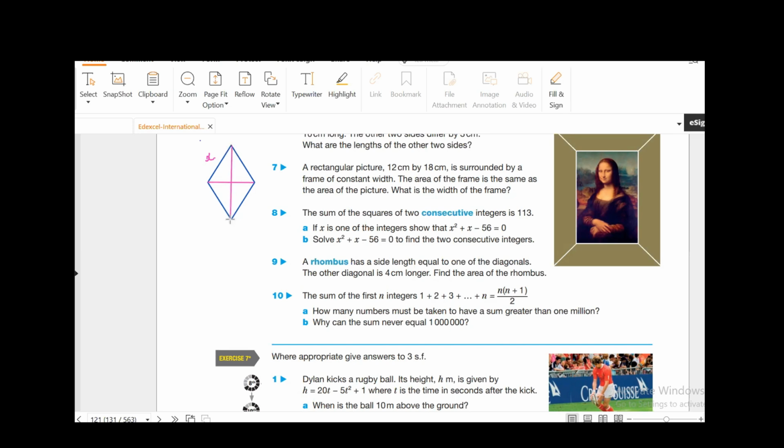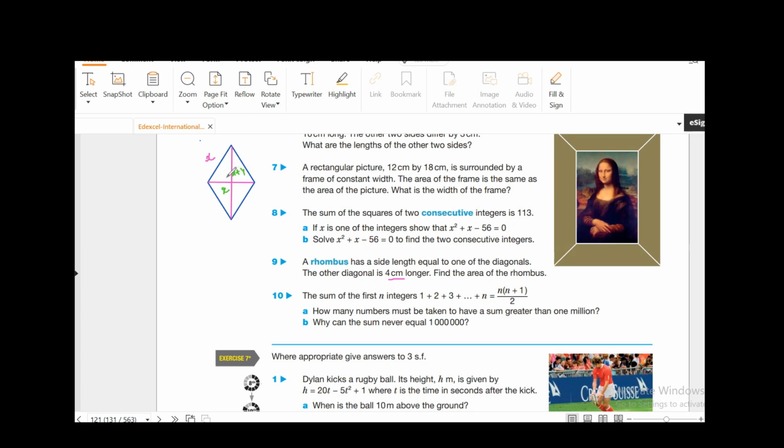So if one diagonal is x, the other diagonal is 4 centimeters longer, okay? It means if my one diagonal is x, the other one would be x plus 4. But remember that this full length is x. If I want to find the area of this whole shape, we need to find the area of the triangle. But before that, we will try to find the value of x, which will help us find the area of this rhombus.